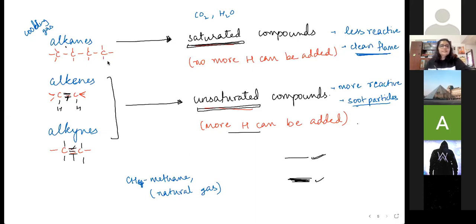The reason, as Puneet, you mentioned something, right? In the case of alkanes there is complete combustion. Whatever carbon and hydrogen there is, all of it turns into CO2 and H2O. And when it comes to alkenes and alkynes, there is incomplete combustion. That's why you have the smoke and soot particles.